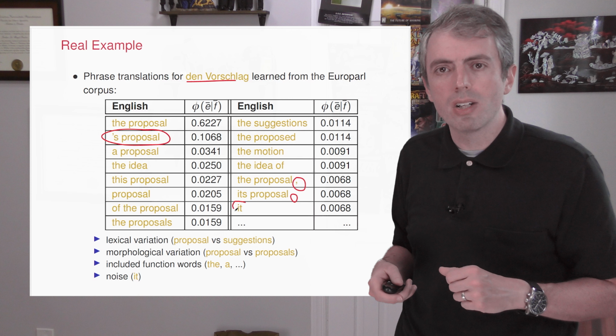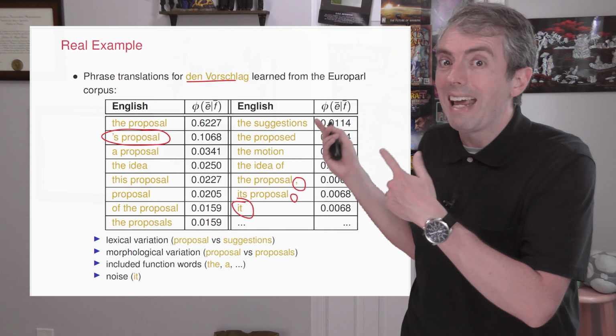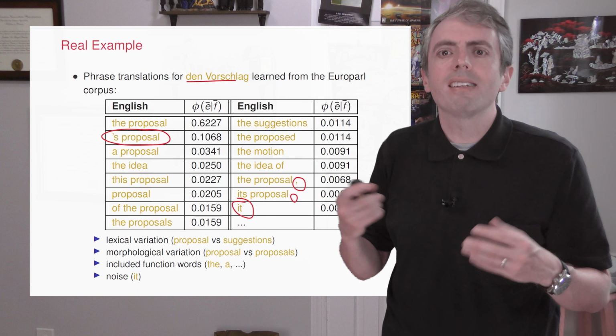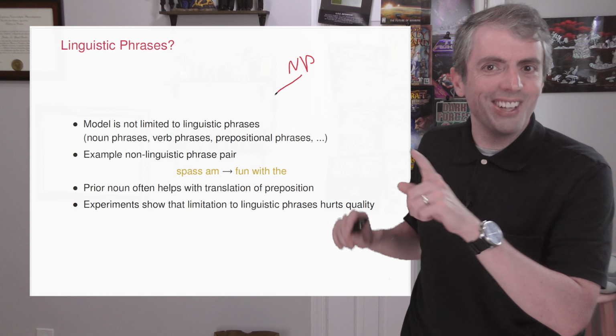sometimes it's part of a possessive phrase, sometimes it gets turned into a pronoun in the translation. And I should emphasize that the phrase here doesn't mean it's a noun phrase, verb phrase, things like that, that you get out of probabilistic context-free grammars. Link in the description if you don't know what that is.